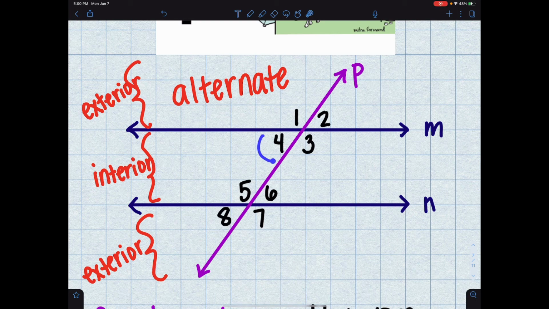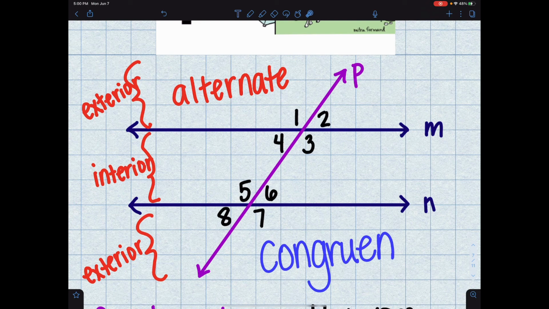Angle 4 and angle 6 are alternate interior angles, and angle 5 and angle 3 are alternate interior angles. Whew, that's a lot of angles. Okay, the important thing to remember is that alternate angles are congruent. Remember that word? Congruent. At least when you're crossing two parallel lines, they are the same angle.